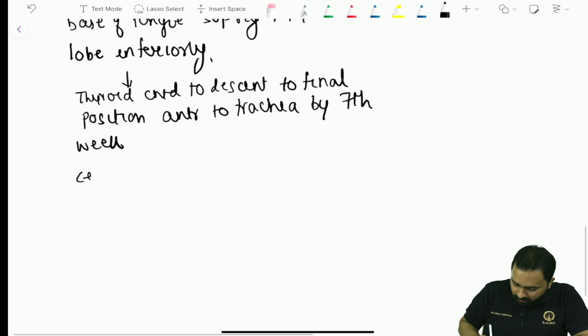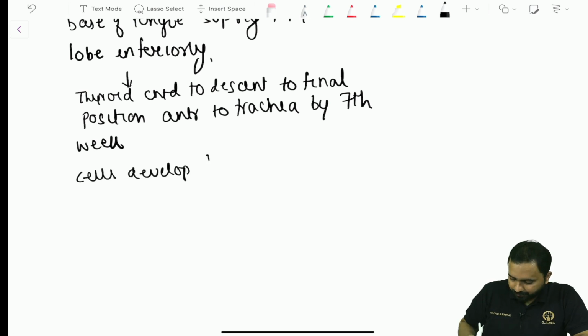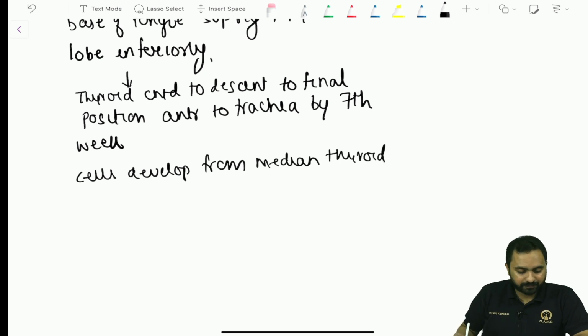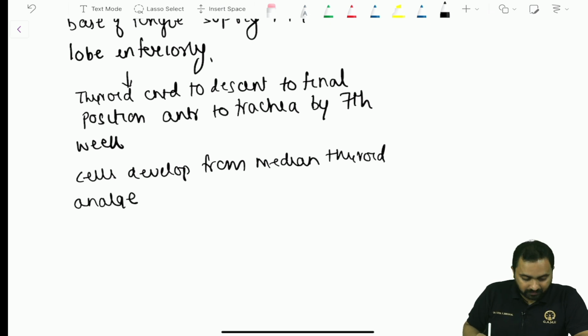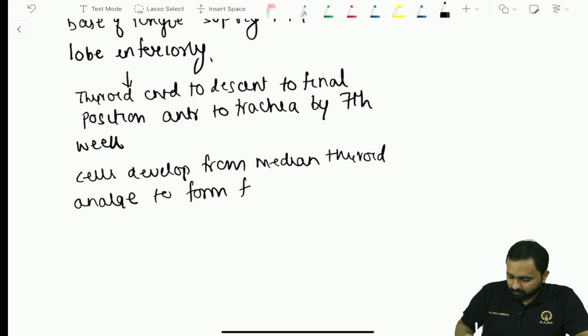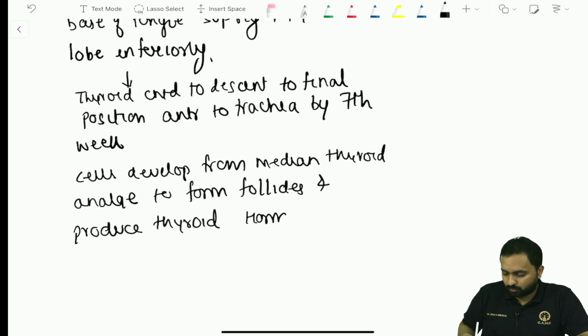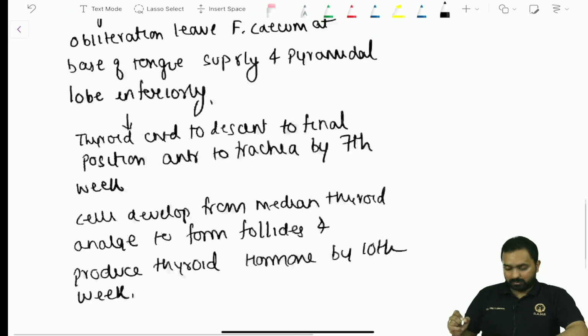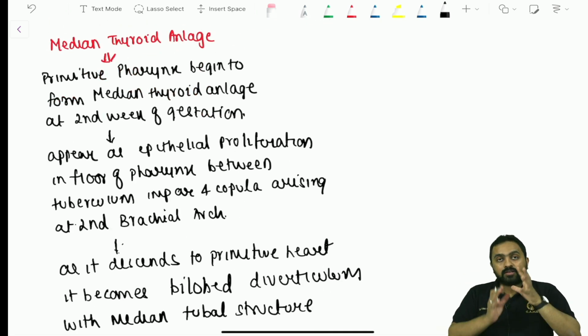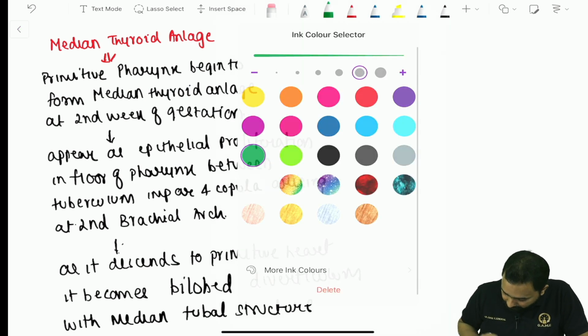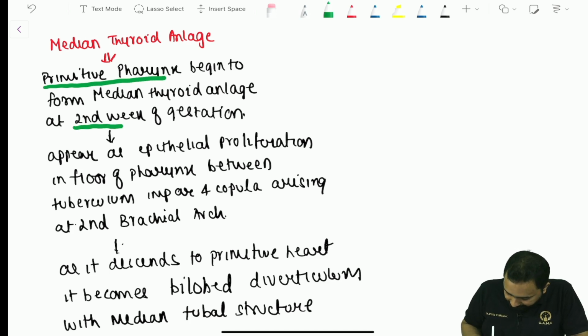week. Now, cells develop from your median thyroid anlage to form follicles and produce thyroid hormone by 10th week. Right, so let's again understand. So this median thyroid anlage is formed from the primitive pharynx. Right, so it's formed from the primitive pharynx at the second week of gestation.